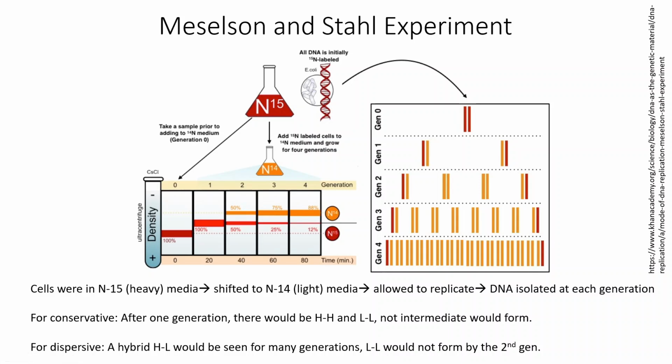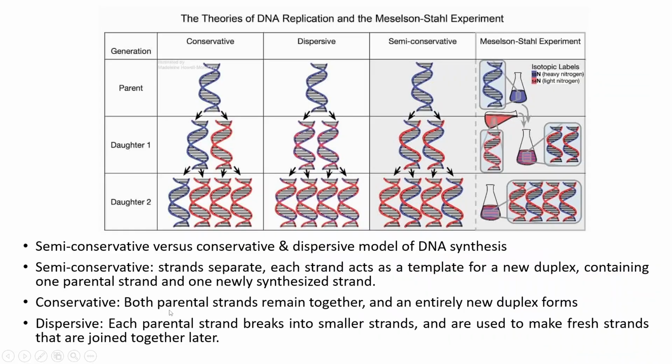And so how did this rule out the other ones, conservative and dispersive? So for conservative, I've written it in a little more detail. In conservative, as you can see here, the theory was that the parental strands actually remain together. So they don't separate out and they don't act as templates for one another. And so you form a completely new daughter DNA helix somehow, presumably by magic.